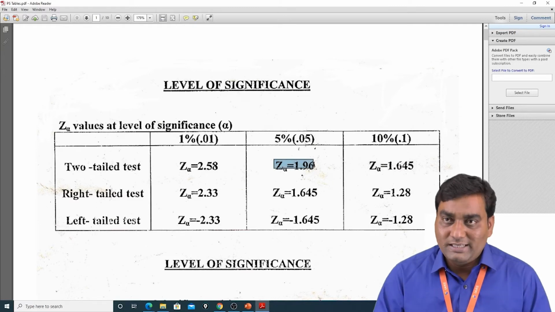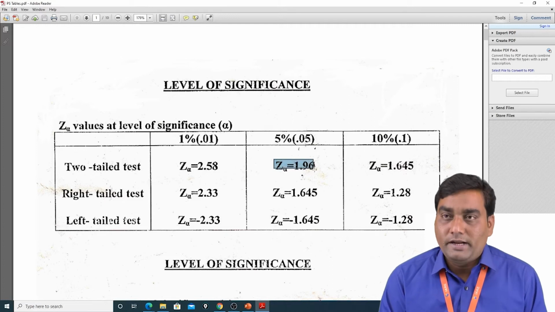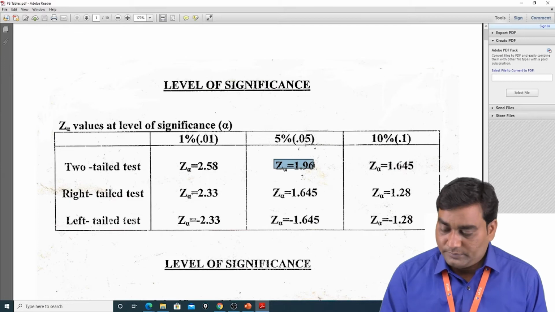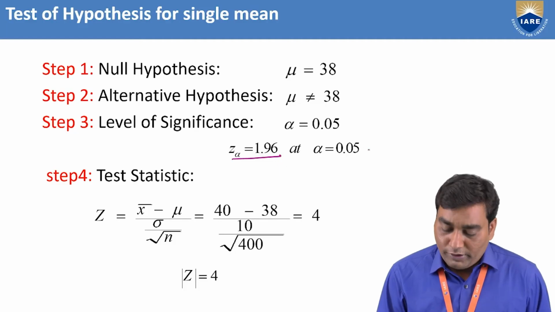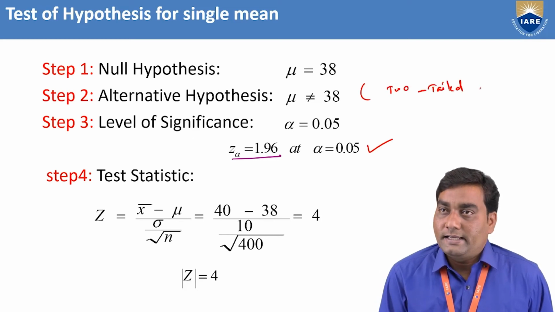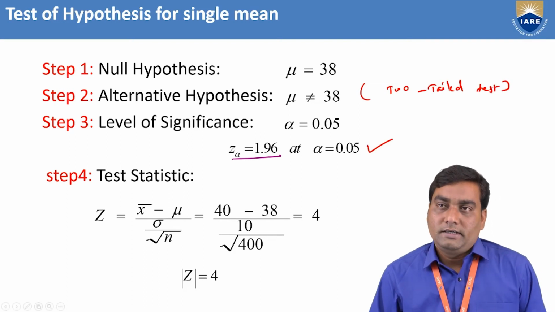Like that, by using this Z distribution table, we have to choose the Z alpha value 1.96 at 5% level of significance for two-tail test. Z alpha is 1.96 at alpha equal to 0.05 because it is a two-tailed test.